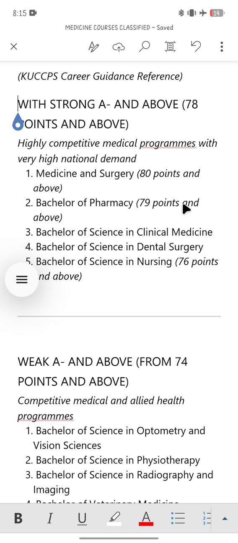I'm talking about the cluster points, and I've just given approximations, because you may have very strong grades in the subjects which determine the cluster points, and maybe have 78 and qualify for pharmacy. So I'm just giving this generally, in most cases, about 98%. If you have 79 and above, you can do pharmacy. If you have 80 and above, you can do Medicine and Surgery. If you have 76 and above, you can do nursing.